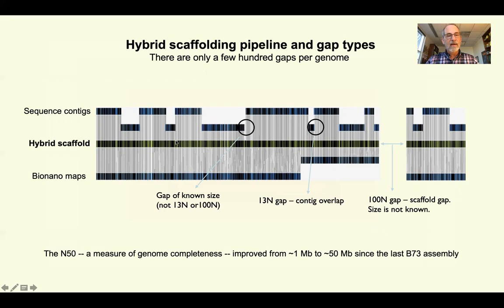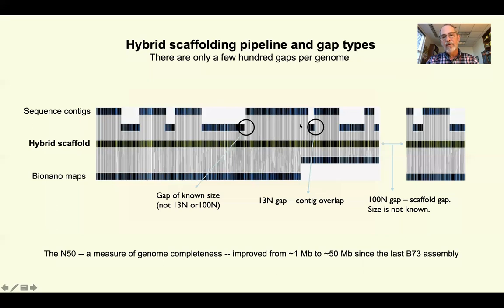A different kind of gap, which is only found when you have hybrid scaffolding using Bionano optical maps, is a gap that is not 100N or 13N, but a gap of some apparently arbitrary size, which is actually a measure of the missing sequence provided by the optical map. Those are gaps, but we know how much is missing.